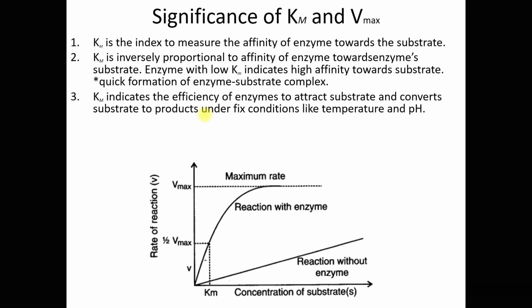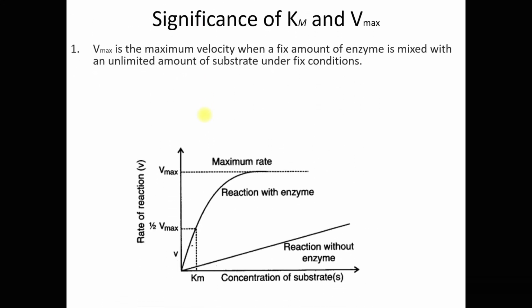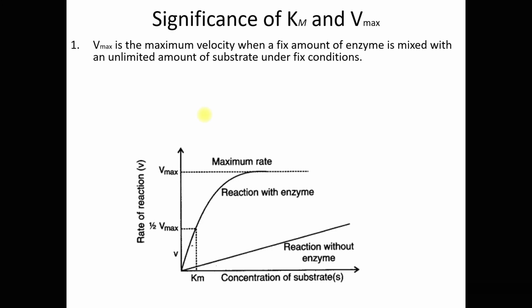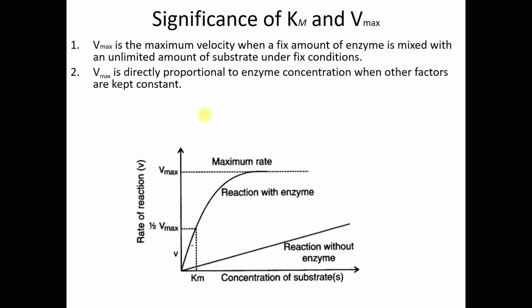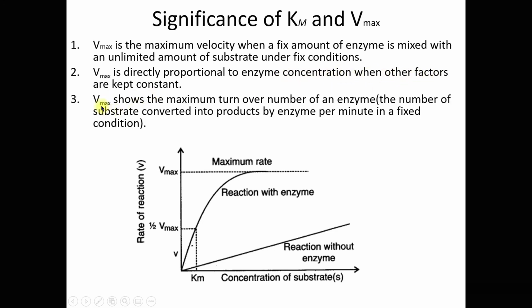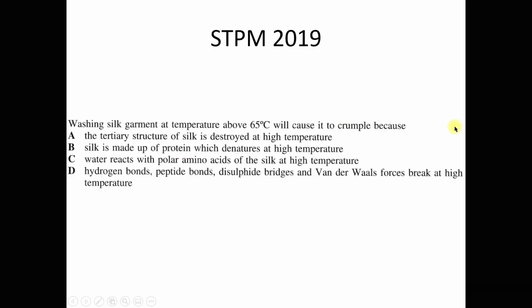Now, when it comes to the Vmax, Vmax is the maximum velocity when a fixed amount of enzyme is mixed with an unlimited amount of substrate under fixed conditions. The fixed condition would be optimum temperature and optimum pH. And then Vmax is directly proportional to enzyme concentration when other factors are kept constant. Vmax shows the maximum turnover number of an enzyme, meaning to say the number of substrate converted into products by enzyme per minute in a fixed condition.